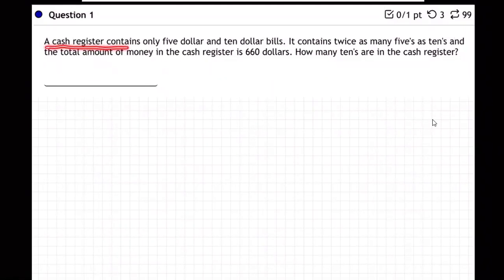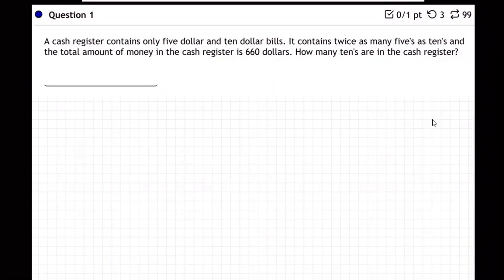A cash register contains only $5 and $10 bills. It contains twice as many fives as tens, and the total amount of money in the cash register is $660. How many tens are in the cash register? So how are we going to go about doing that?